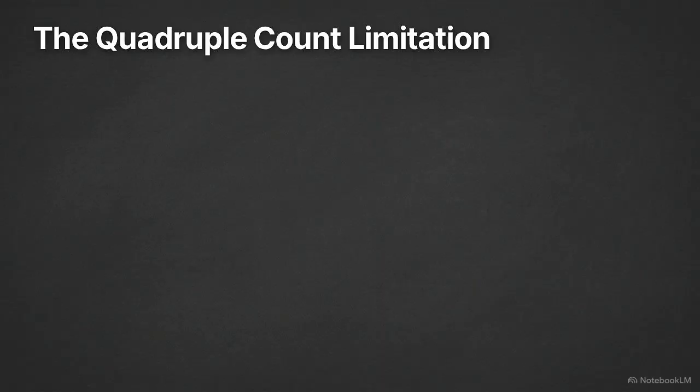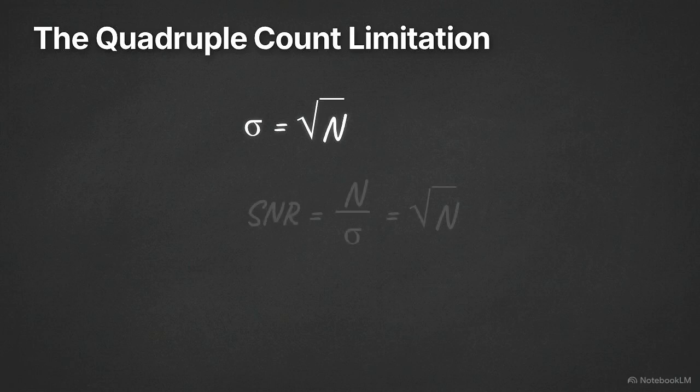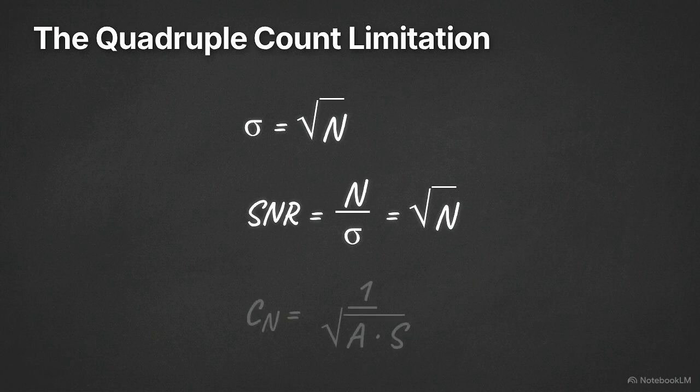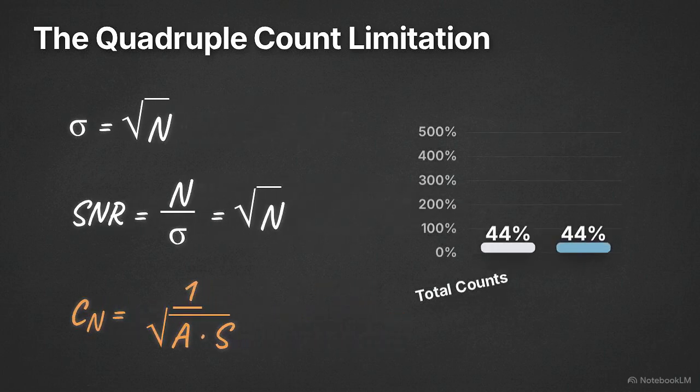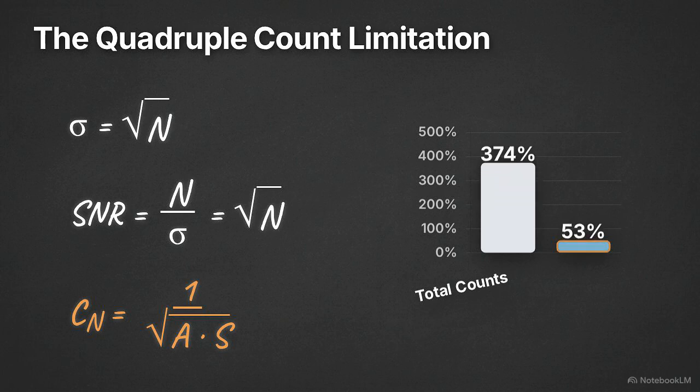Noise follows a strict mathematical rule. Random noise equals the square root of total counts. Our overall signal-to-noise ratio is total counts divided by that square root. We derive the final relative noise contrast as 1 over the square root of area times count density. That square root creates a punishing limitation in clinical practice. If you want to cut the visual noise in your scan by half, you cannot just double the signal. You have to quadruple the total counts.